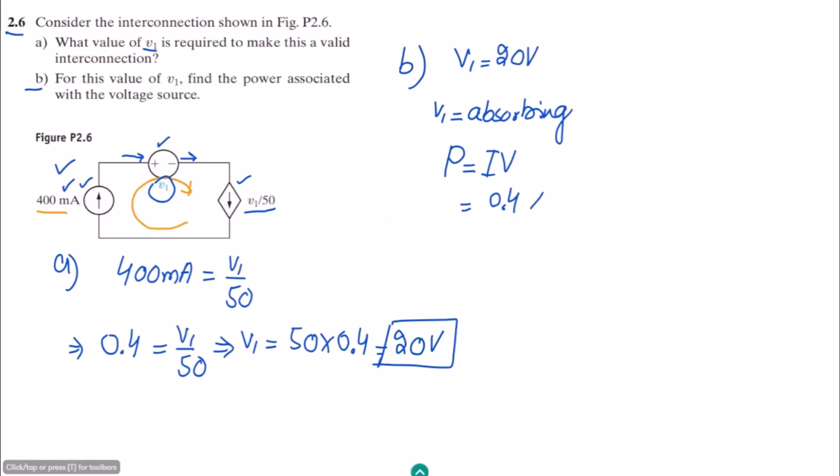Okay, similarly the V of it is also known, and that is 20, which is the voltage across it. So let me find it out. Finding it out, this will be 2. So this is 8 watt absorbing power.